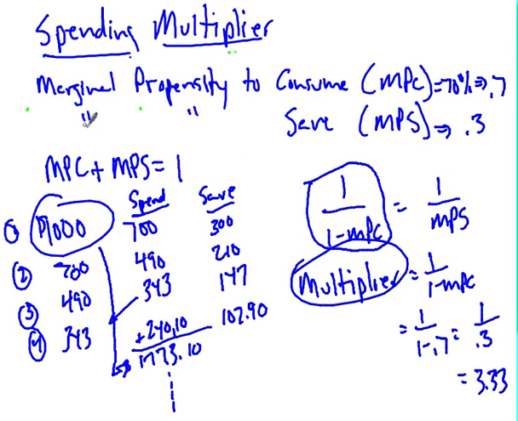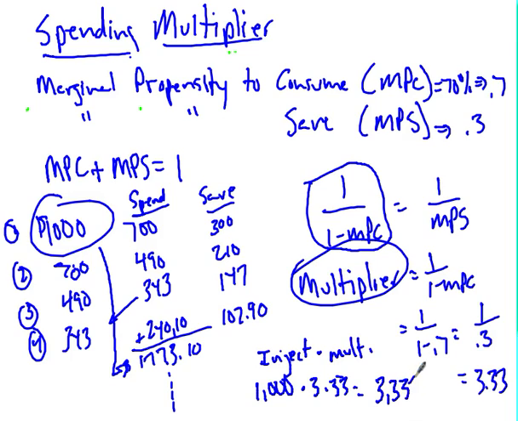And so to calculate the overall impact that this $1,000 is going to have, we take the injection times the multiplier. That'll give us the total amount. The injection was $1,000 times the multiplier, which is 3.33 repeating. So if we put $1,000 into this economy, that's going to actually have an impact of $3,333 total.